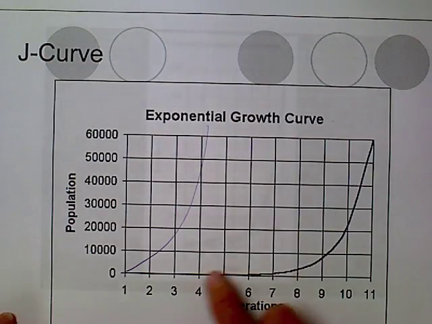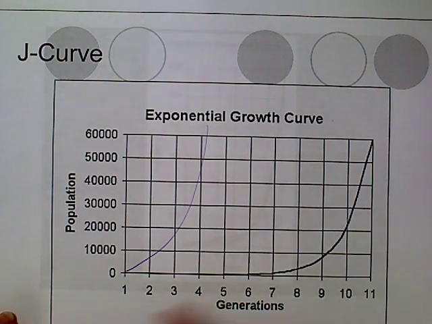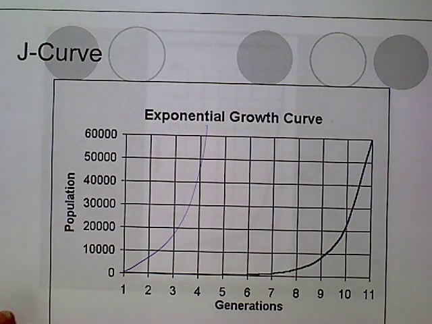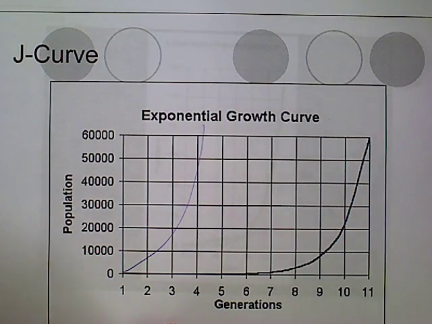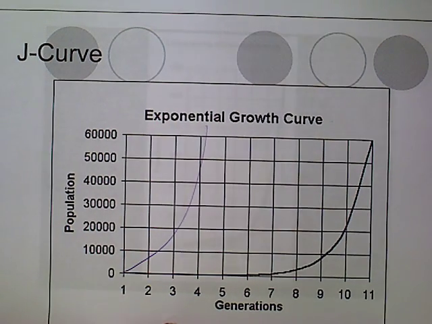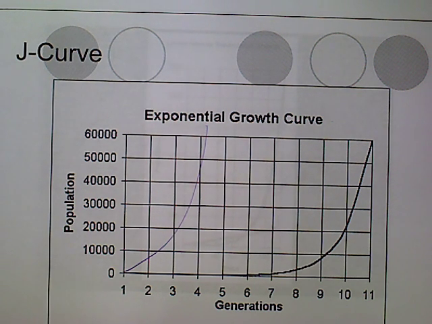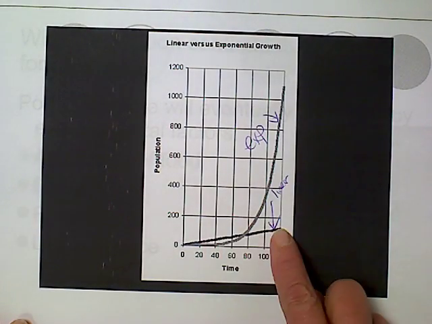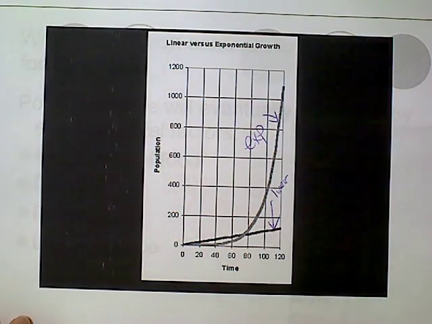Here's a great example of that J-shaped graph. It can be wide like this, or it can go up very, very quickly. But if you see a J-shaped graph like that, that means the population is growing very, very quickly and must have a lot of environmental factors that are supporting it. Here's an example of our linear graph and our exponential graph.